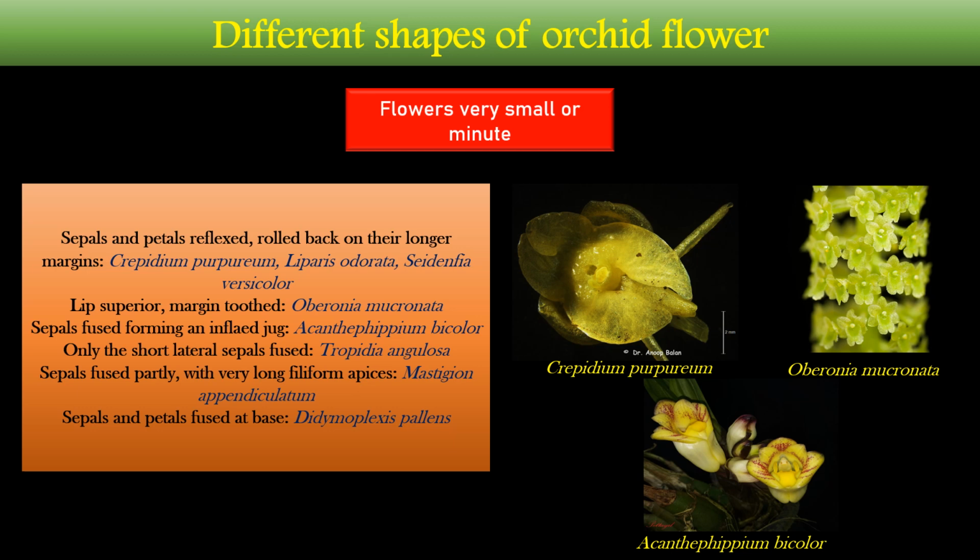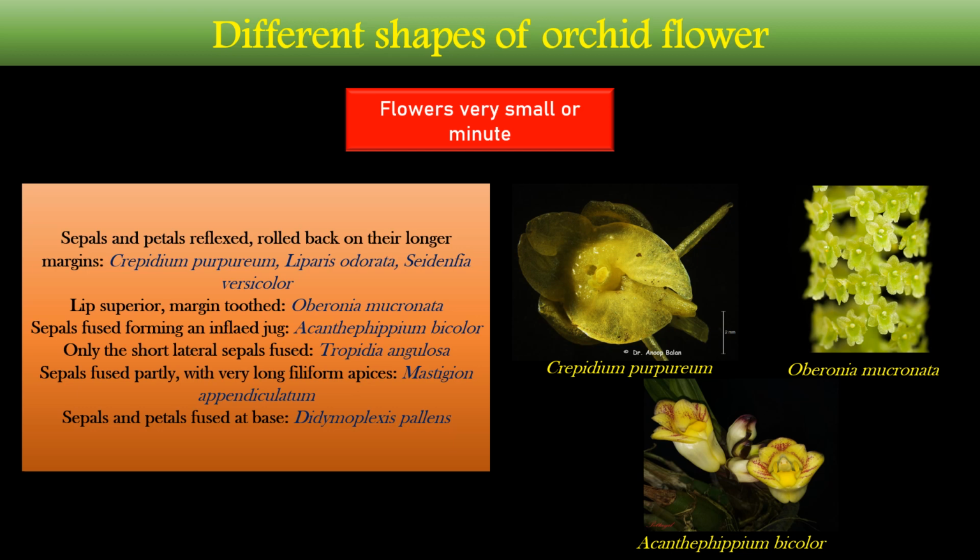Then comes to our flowers that are very small or minute. So for that you can see the main characteristics will be the flowers and sepals reflexed, rolled back on their longer margin. So for example you can say Liparis odorata, Crepidium purpureum, Seidenfia versicolor. So these are the examples of this.